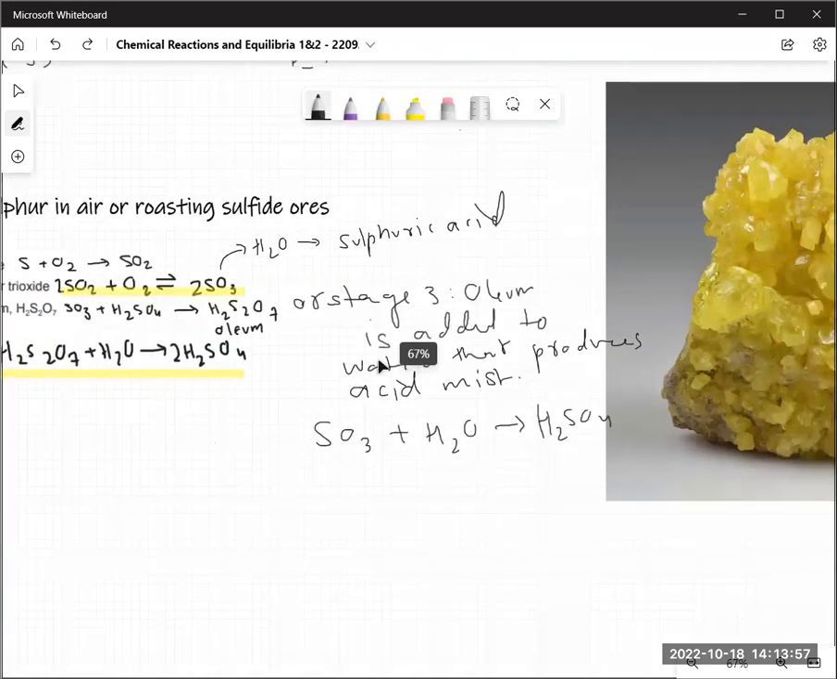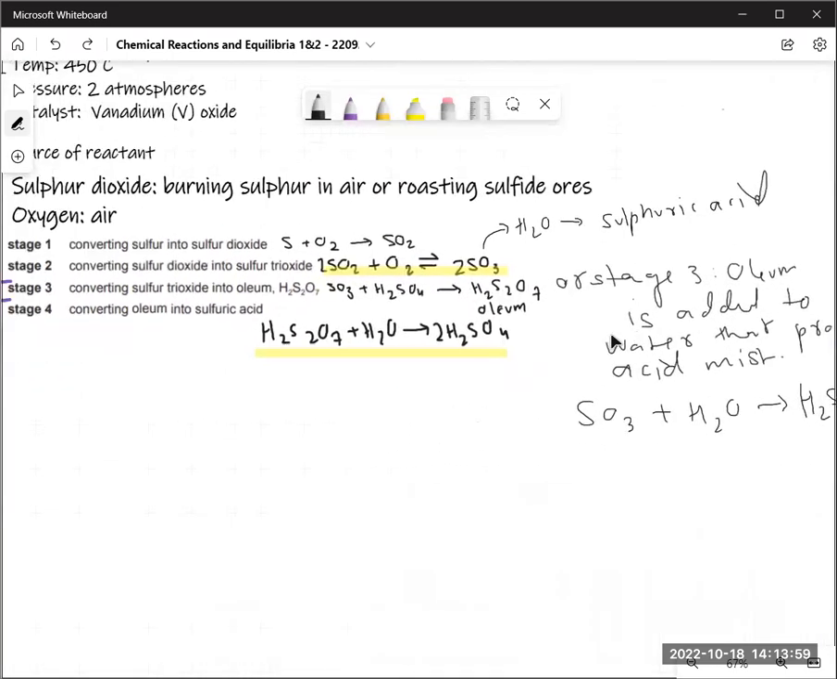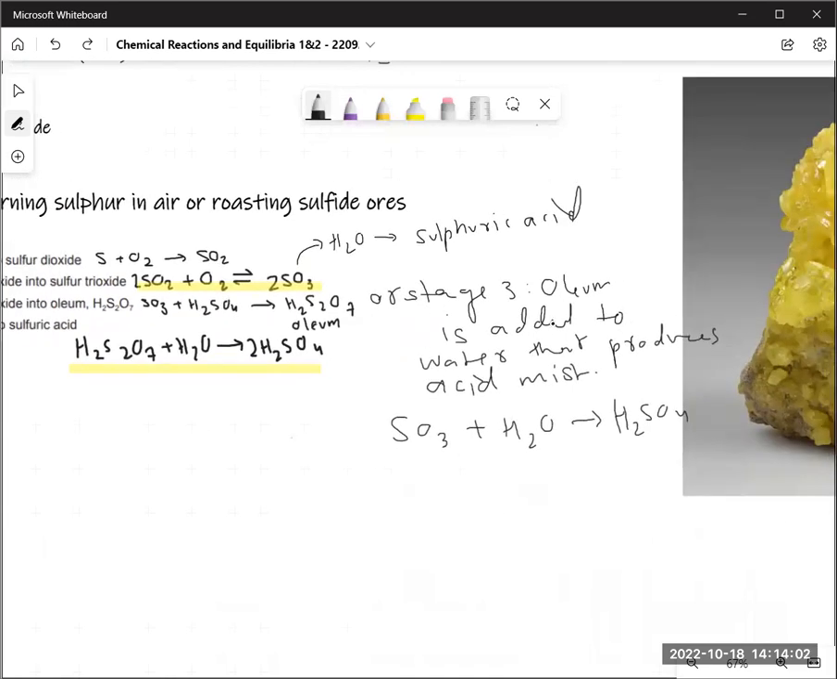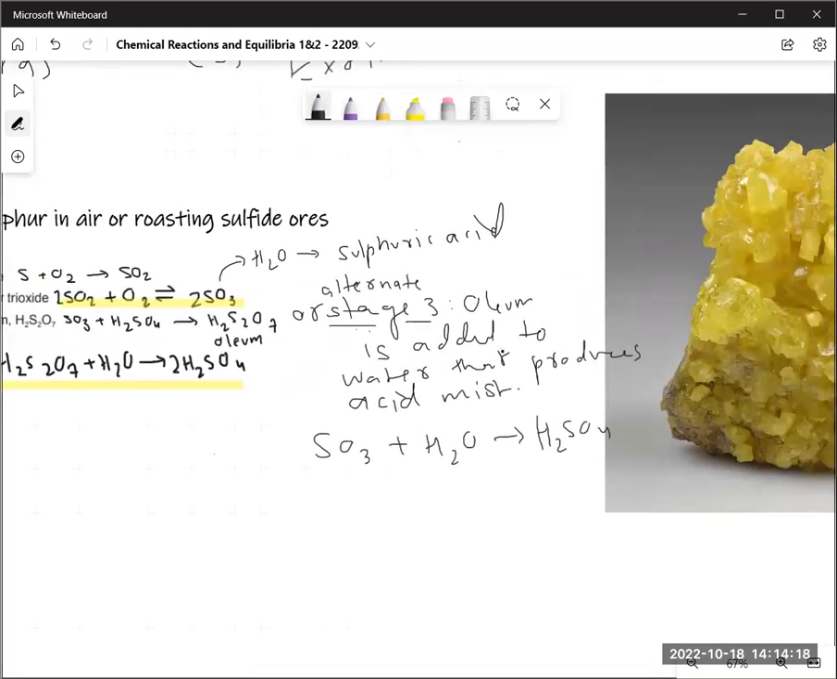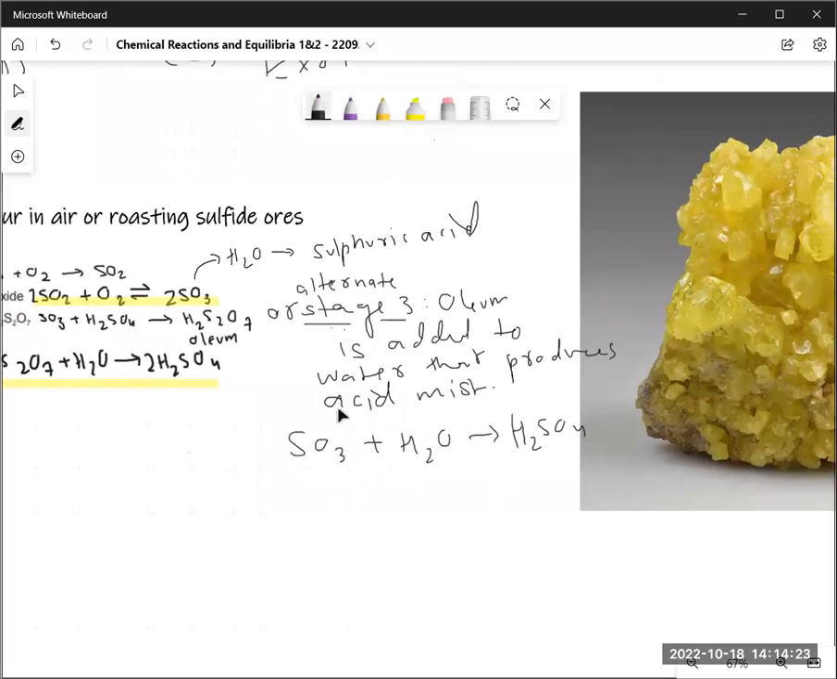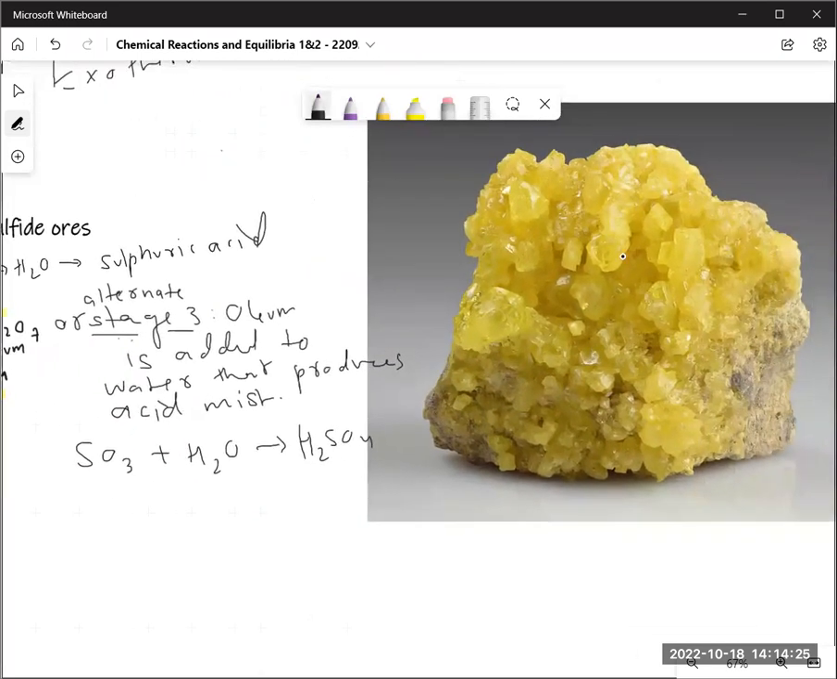Tell me when you're done. So stage 3 has two possibilities. Either you can do that or you can do this. Let's say alternate stage 3. Now tell me when you're done writing.